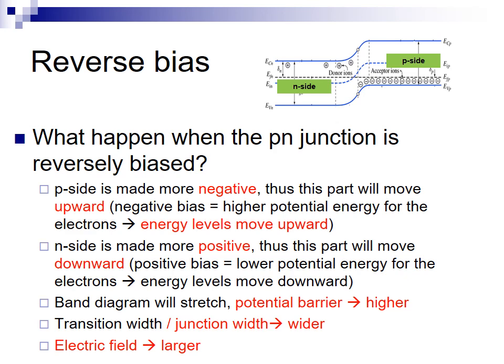Let's take a look at reverse bias. So what happened to the Venn diagram under reverse bias? For reverse bias, the P side is connected to the negative and N side to the positive. When this happens, the electrons at P side will receive more energy, thus the energy of the P side will increase and the Venn diagram at P side will move upward. On the other hand, when N side is connected to the positive bias, this will lower the electrons' energy on the N side and thus the Venn diagram on this side will move downward. This will result in a stretch of the Venn diagram, which will increase the potential barrier, makes the junction width wider, and increase the electric field.